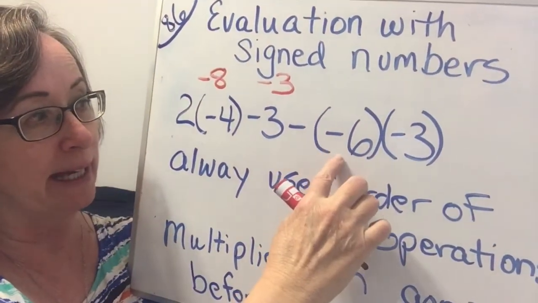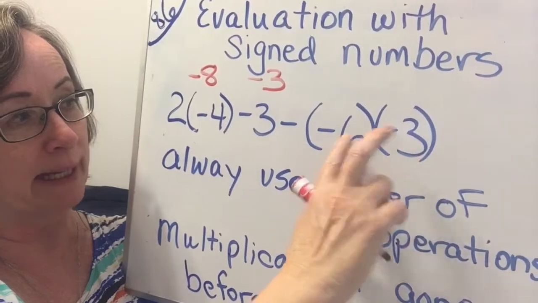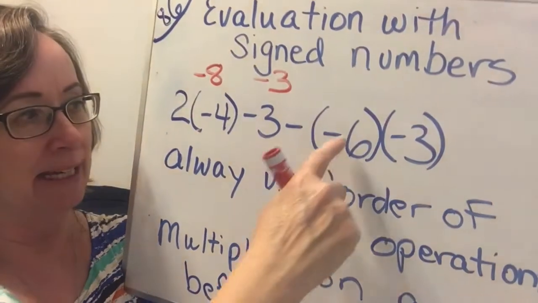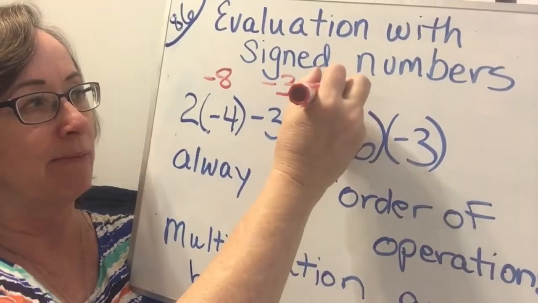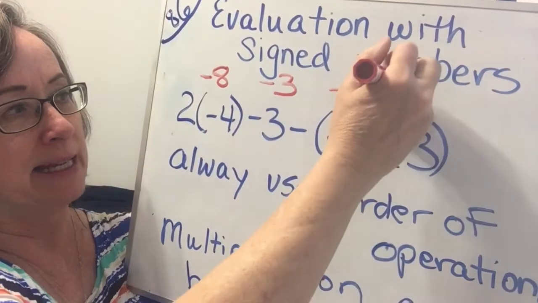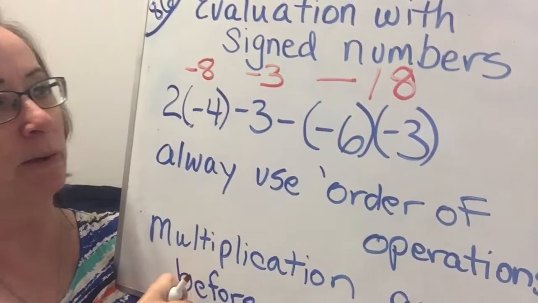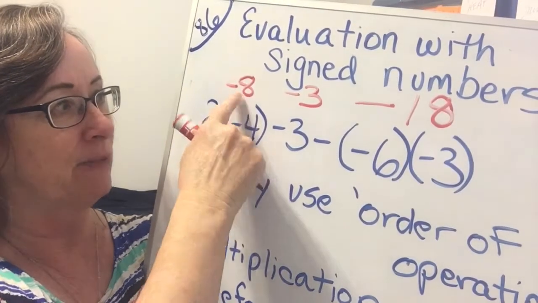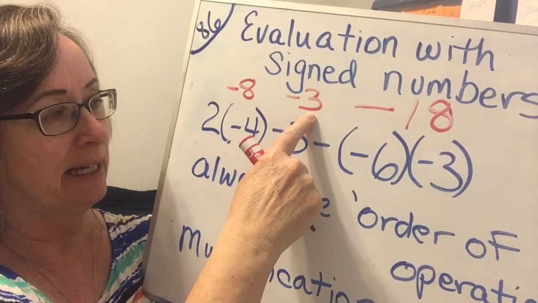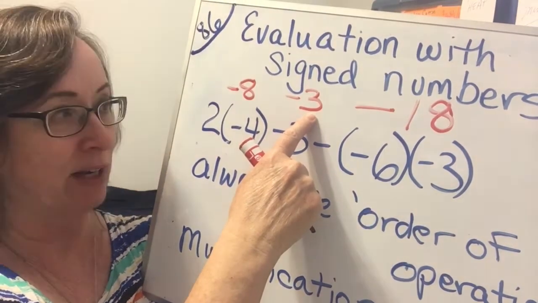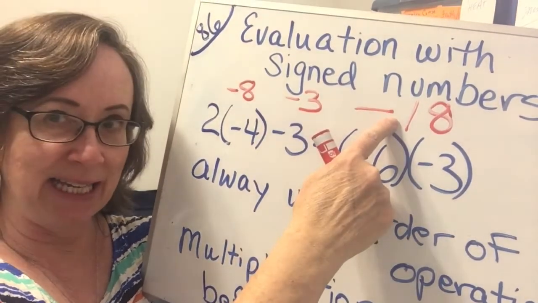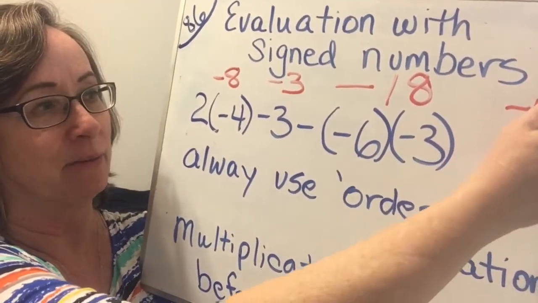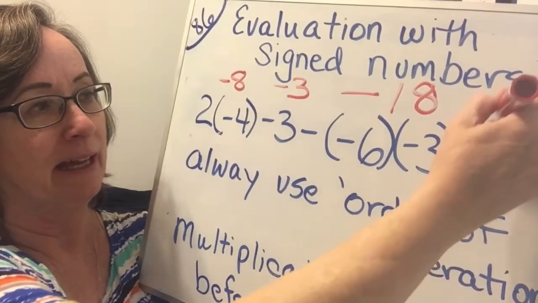And then over here, we've got a minus, and then we're multiplying a negative 6 and a negative 3, which would be a positive 18. Negative times negative is positive. So we're going to have a minus 18, and then we're going to put all that together to get the answer. So negative 8 plus a negative 3 is negative 11, plus a negative 18 is a negative 29. And we have evaluated the expression.